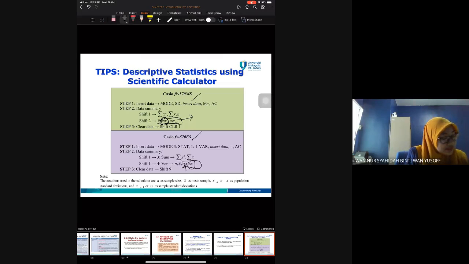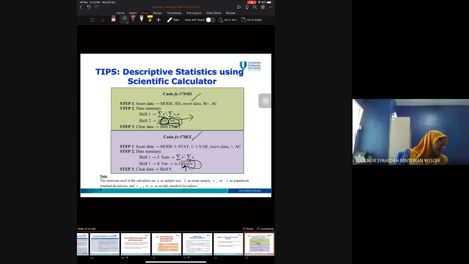If it is a sample, then use the third one, the sample standard deviation. If your data is a population, then use the second one, the population standard deviation. The calculator will give you both values, so it is your job to choose which one you want, whether the sample value or the population value.